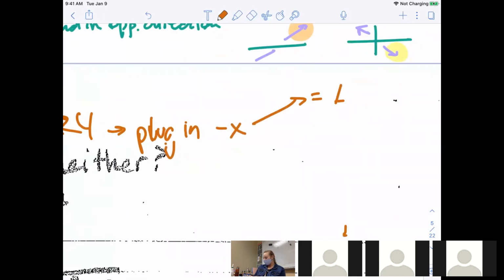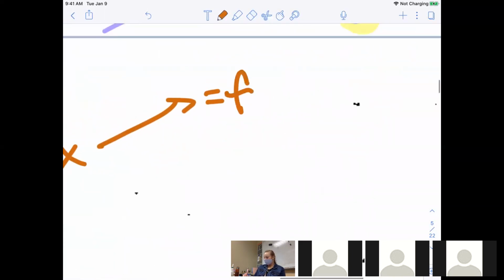Whoa, what is happening here? Notability, what are you doing? Nothing good. This app is on my last nerve, you guys.